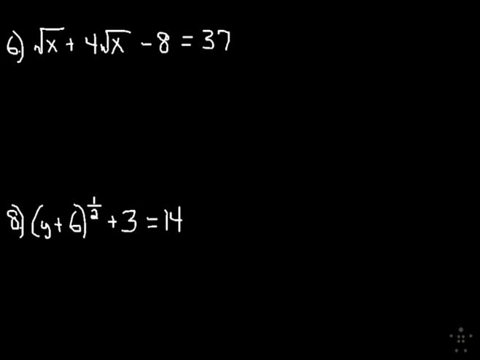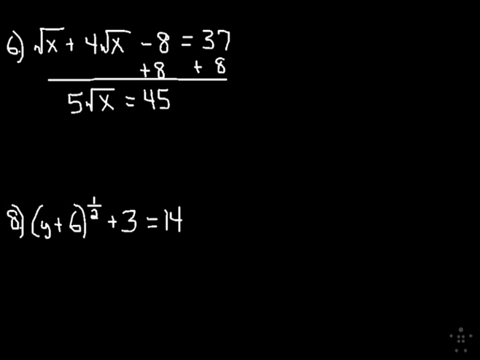Number 6 says the square root of x plus 4 square root of x minus 8 equals 37. So I'm trying to get x by itself. So the first thing I want to do is let's go ahead and take this 8 to the other side. All right? And then I can combine the square root of x and 4 square root of x. So I got 1 square root of x plus 4 square root of x gives me 5 square root of x is equal to 45.